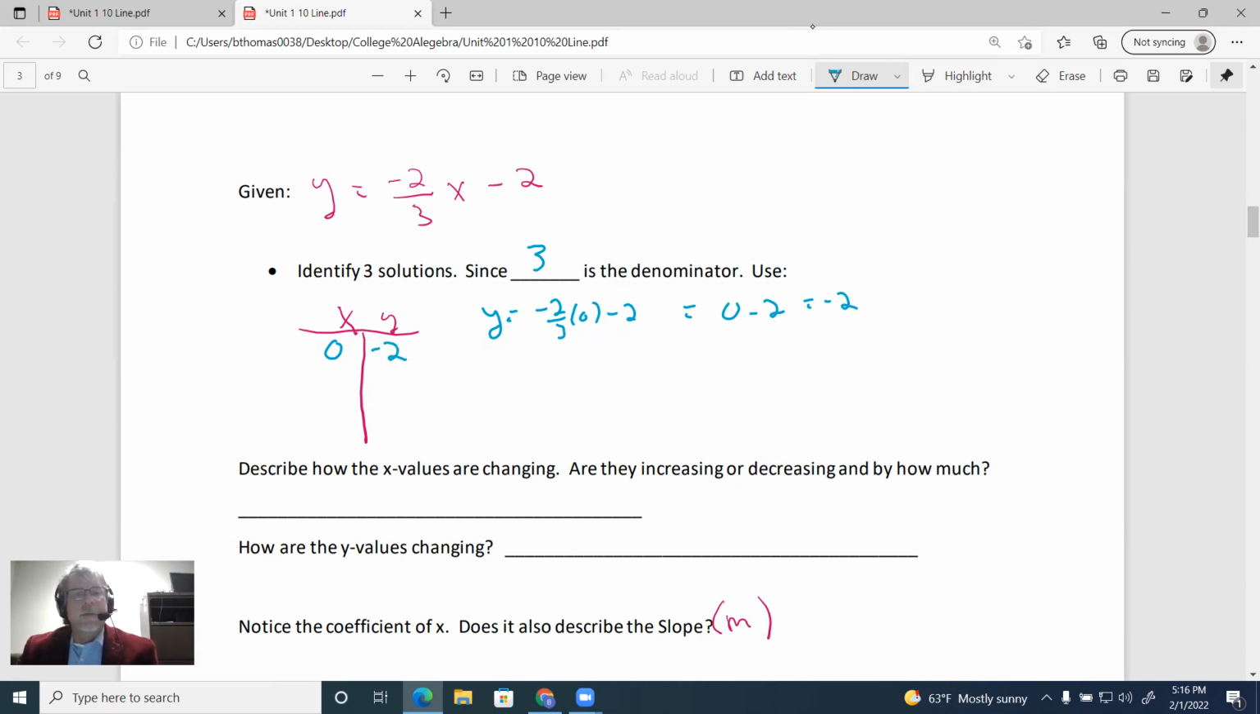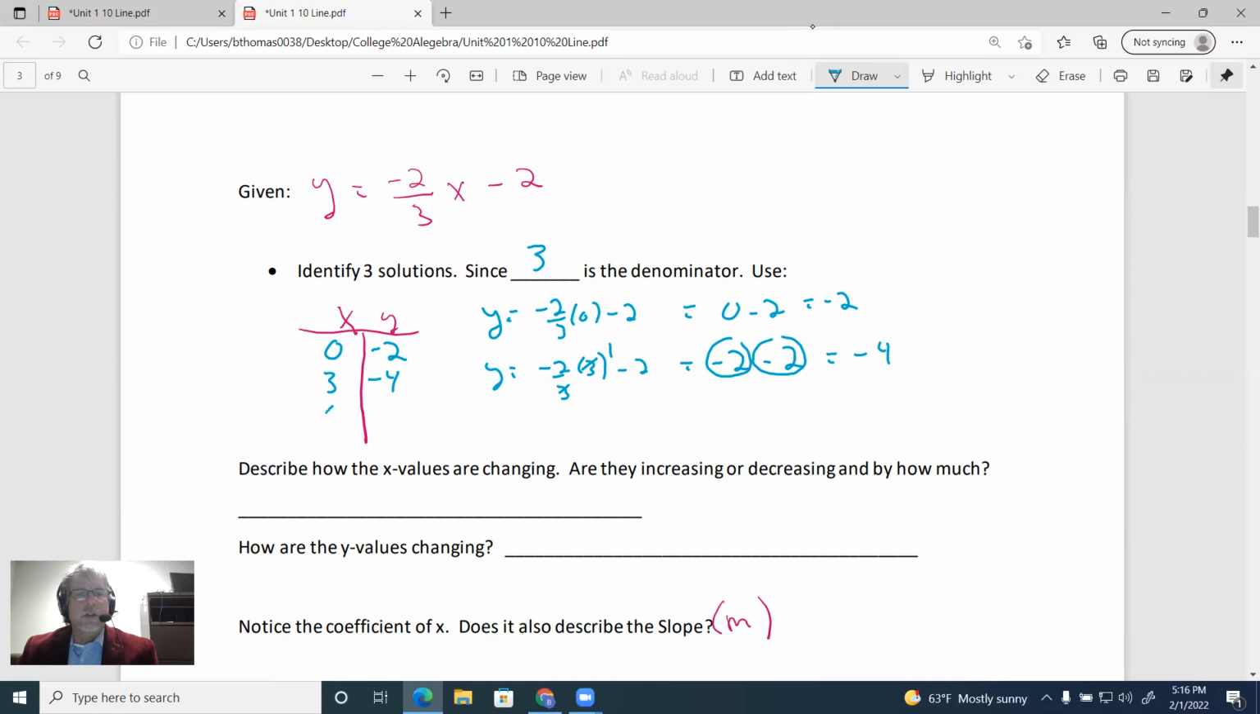Now, since 3 is the denominator, my next number I actually want to pick is 3 because I want to be able to divide it by 3. So I have y equals -2/3 times 3 minus 2. Notice how 3 goes into 3 one time. 1 times -2 is -2. -2 minus 2, that's a -2 and a -2, which makes then a -4. So remember how we use the circle methods. A -2 and a -2 makes a -4. So 3 went in, -4 came out.